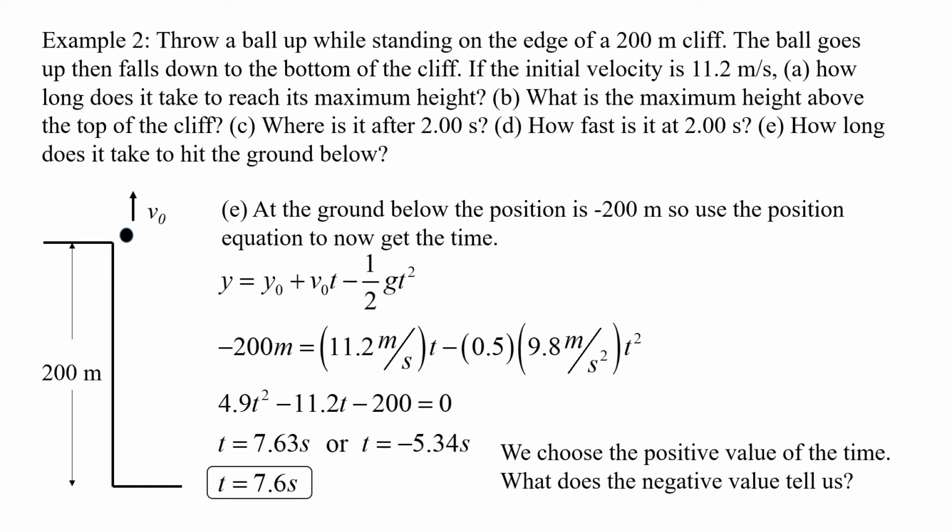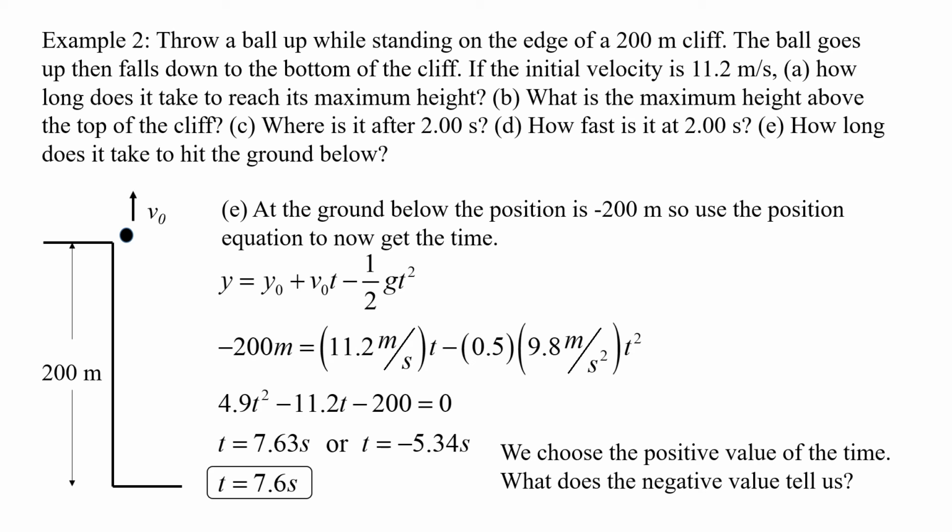So we have minus 200 equals 11.2 meters per second t minus 0.5 times 9.8 meters per second squared times t squared. So we have a quadratic equation. So put all the terms on one side and simplify them. So we get 4.9 t squared minus 11.2 t minus 200 equals 0. Now we can use the quadratic equation to find a value for t. Well, the quadratic equation, of course, gives us two values for t. We get 7.63 seconds or negative 5.34 seconds.